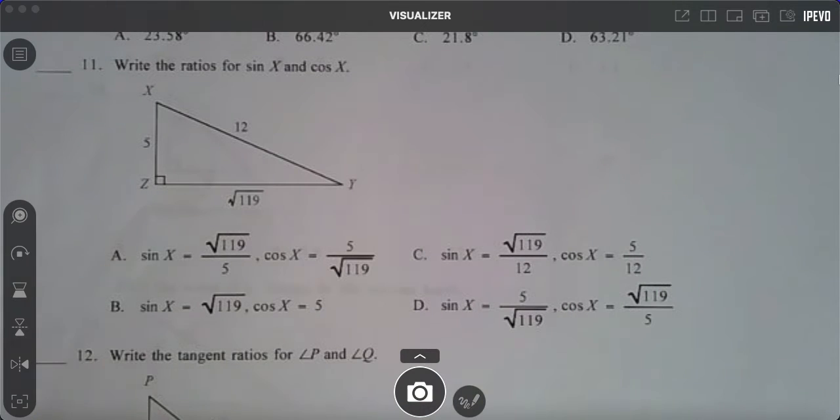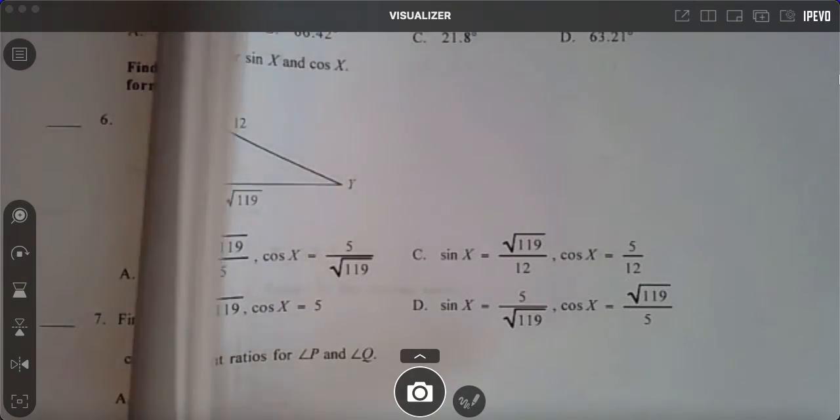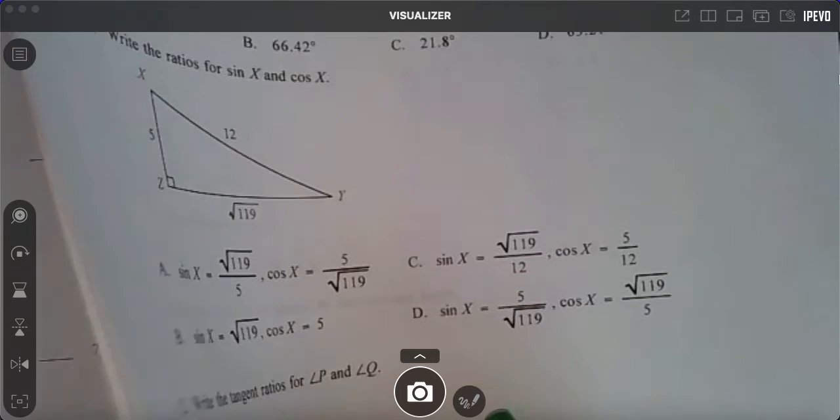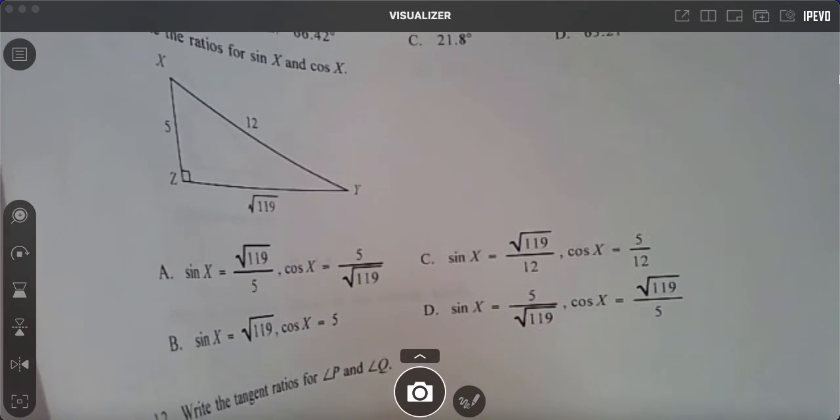Any questions on that? We don't have to solve anything like that? It's going to be just like that. I'll double check and make sure. Yep, just like that. Okay?